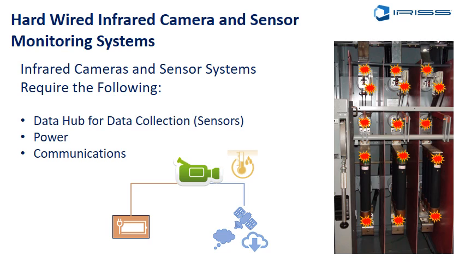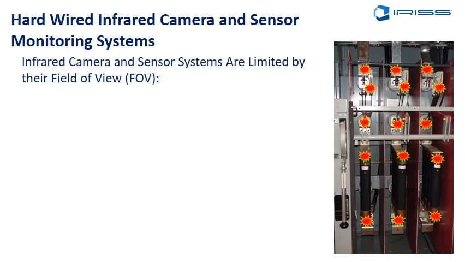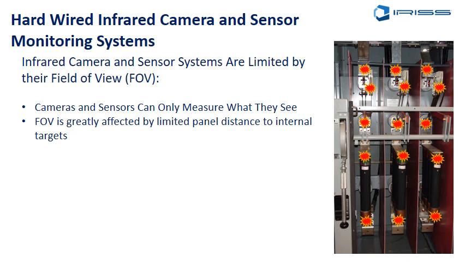Now the only issue really with the cameras or sensors is that they're limited, very similar to an infrared camera, by the field of view. The field of view is like a measurement cone that the camera or the sensor can see. So they can only measure what they can see, and field of view is affected greatly by the panel distance to internal targets, and also internal connections or components. If you look at this drawing here, you can see that the phase dividers cause a physical barrier to what the camera or the sensor can see.